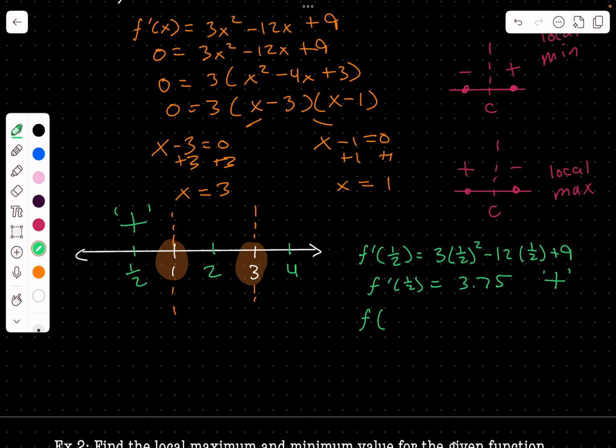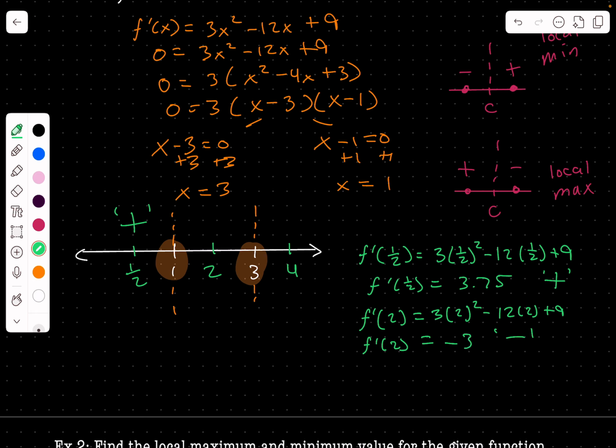We have f prime of 2 equals, so 3 times 2 squared minus 12 times 2 plus 9, and this is going to spit out a negative 3.